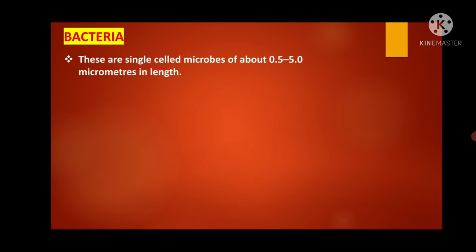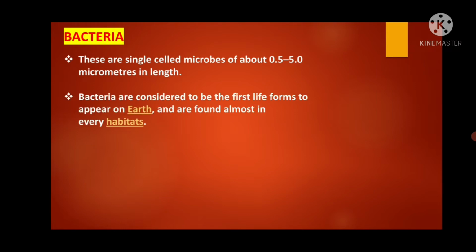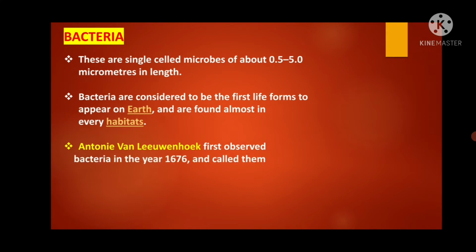Next is bacteria. These are the single-celled microbes measuring about 0.5 to 5 micrometers in length. Bacteria are considered to be the first life forms to appear on Earth and are found in almost every habitat. Antony van Leeuwenhoek is the scientist who first observed bacteria in the year 1676 and has given the name of animalcules to them.